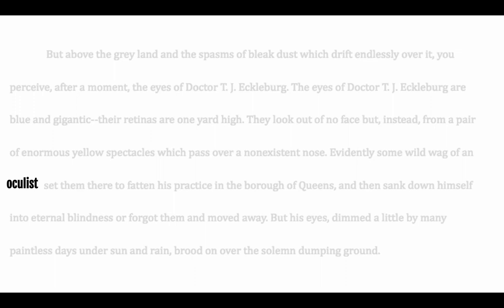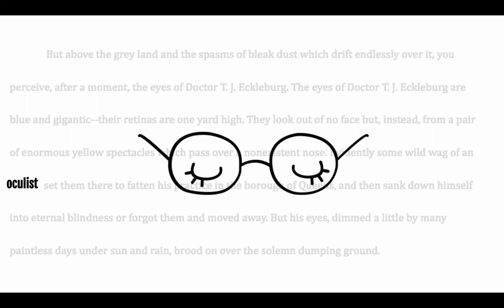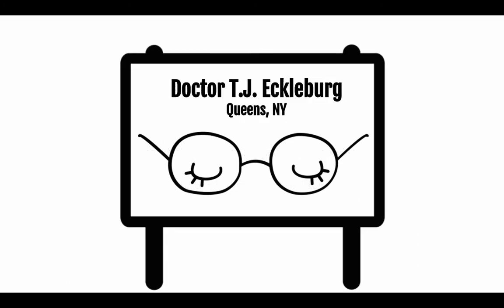I had to look this one up. An oculist was a term that was used back in the 1920s for an optometrist or an eye doctor. So he's describing this guy, Dr. T.J. Eckelberg, as a wild wag of an eye doctor. And he put up this giant set of glasses in the Valley of Ashes to fatten his practice. I think that means he's trying to get more business. Like, it's an advertisement, I guess. So at first I thought these floating eyes were like a mirage or an optical illusion, but now I'm starting to picture in my mind that these giant glasses are maybe on a billboard of some sort. And it looks like Dr. Eckelberg forgot about this billboard and just left it up for a really long time.